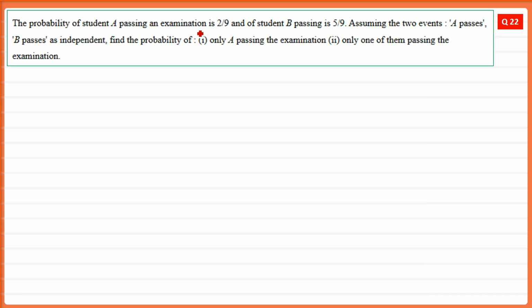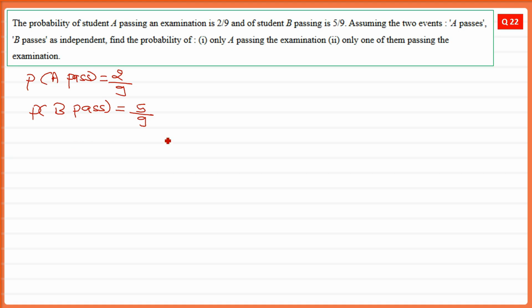The probability of student A passing an examination is 2 by 9. So P(A) passing the examination is 2 by 9. Student B passing is 5 by 9. So these are all given in the question. Assuming that the 2 events, A passes and B passes, are independent, find the probability of only A passing the examination.